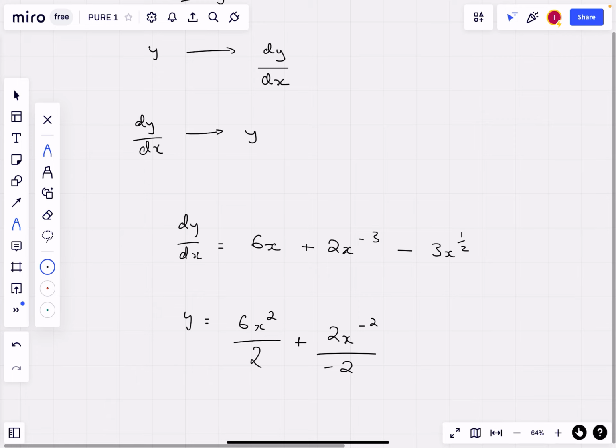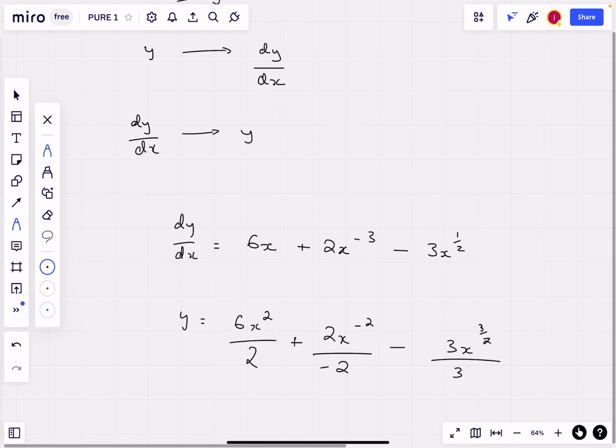Okay, the last one. 3x to the power of a half. What do you get when you add 1 to the power? You get 3 over 2. So minus 3x to the power of 3 over 2 all over 3 over 2.